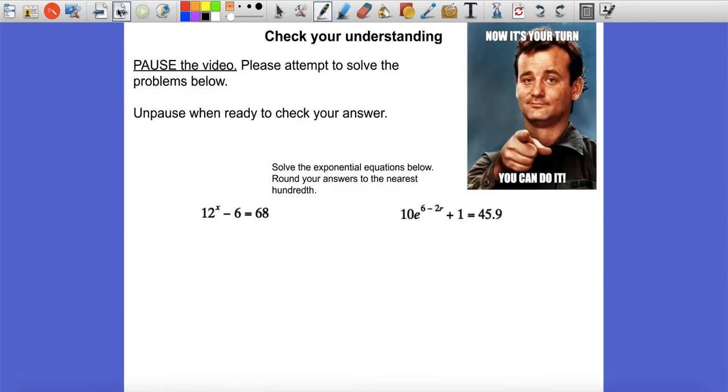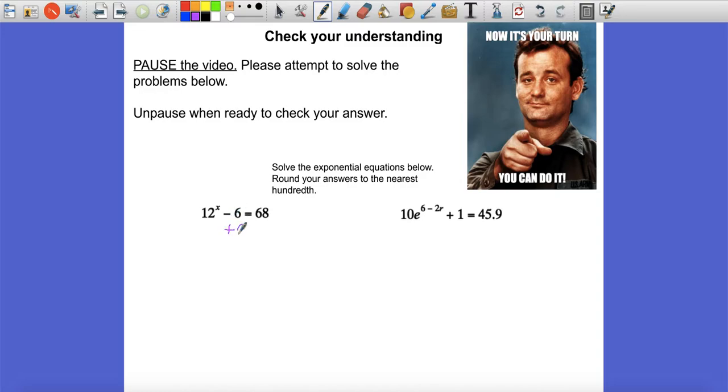All right, now it's your turn to try some. So pause the video, and be ready to review your answer when you unpause. All right, so hopefully you've tried this problem and you're ready to give it a go.